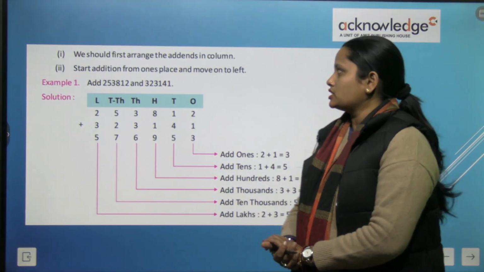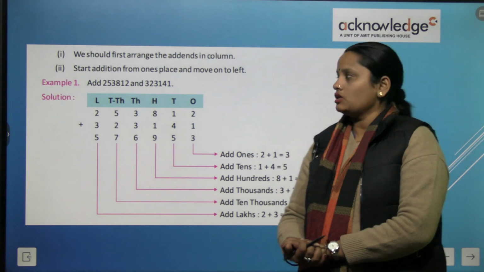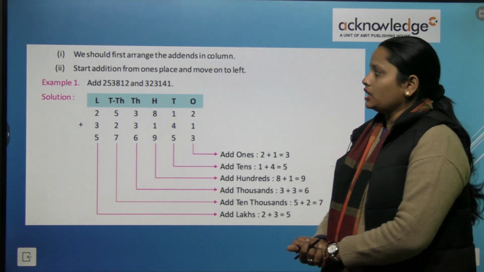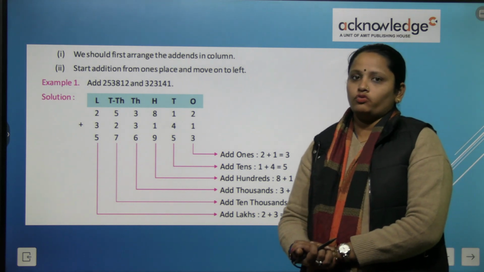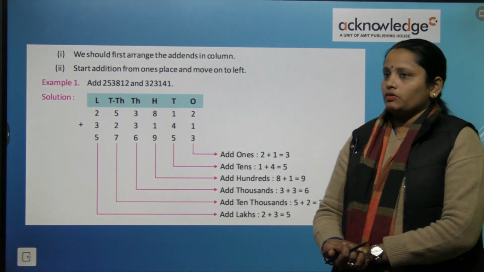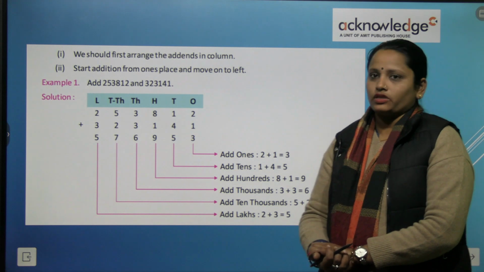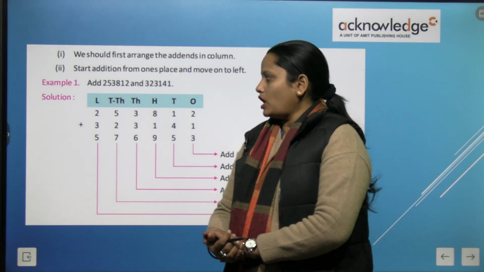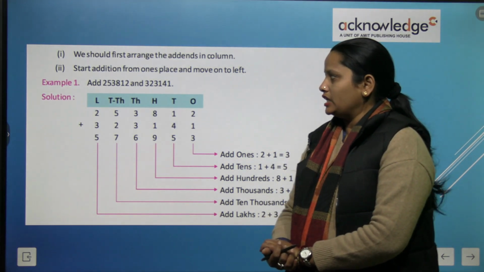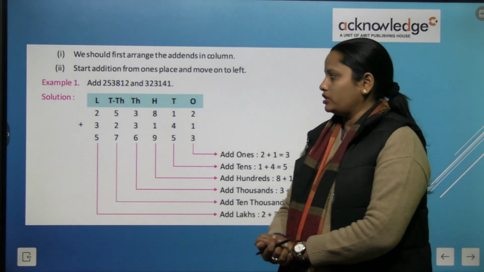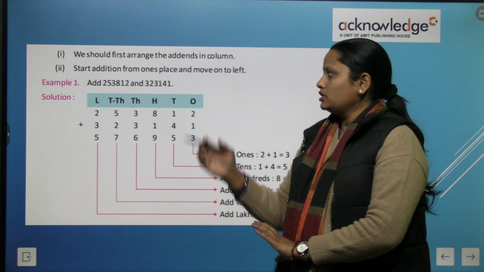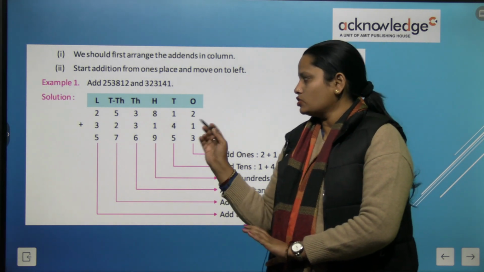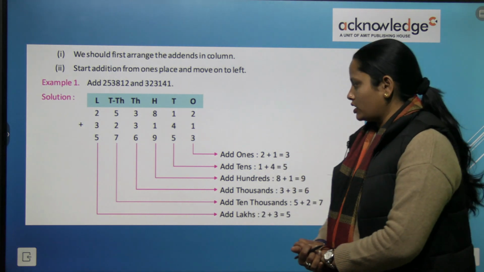We should first arrange addends in column. Addends को हमें column में arrange करना है. Start addition from one place and move on to left. So हमें one place से start करना है और left तक जाना है. So here the first example is add 2583812 and 323141. So we are going to add these two numbers, you can see.